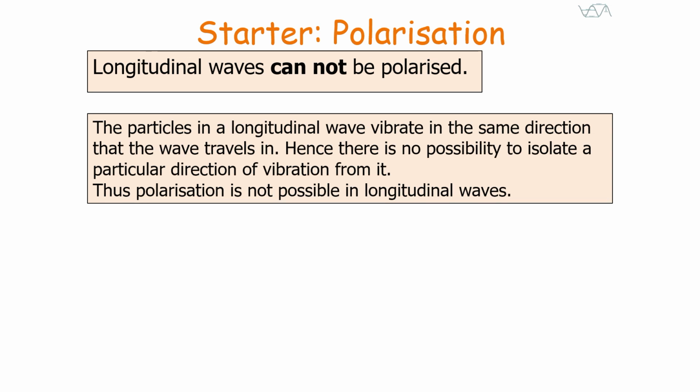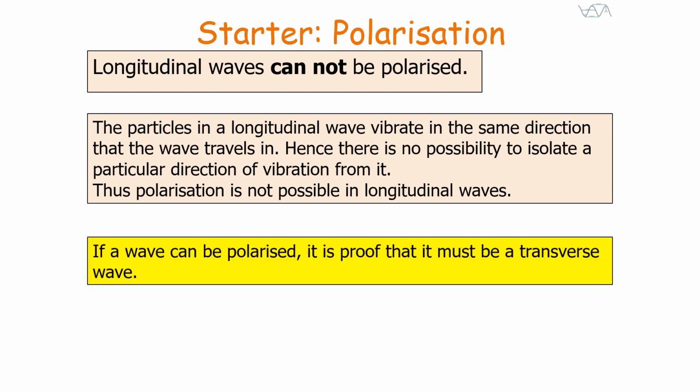So the particles in a longitudinal wave vibrate in the same direction the wave travels in. So there's no possibility to isolate a particular direction of vibration from it. So polarization is just not possible in longitudinal waves. So if a wave can be polarized, it is proof that it must be a transverse wave.